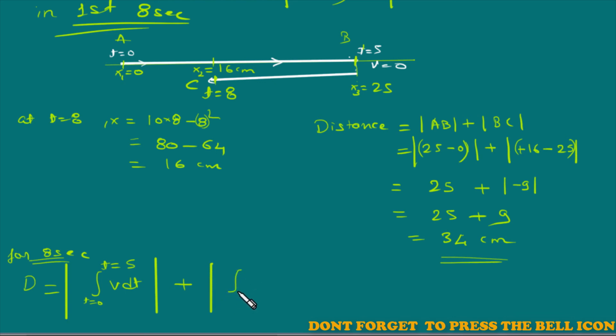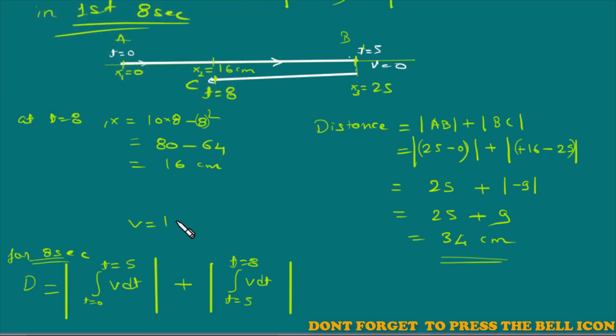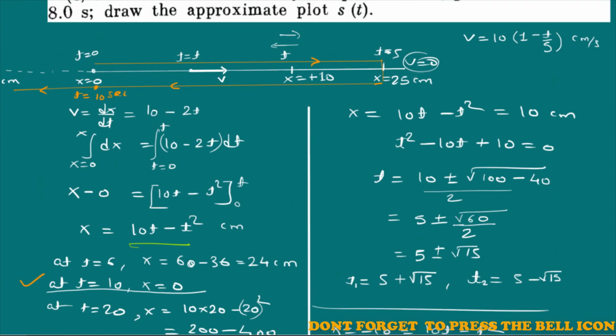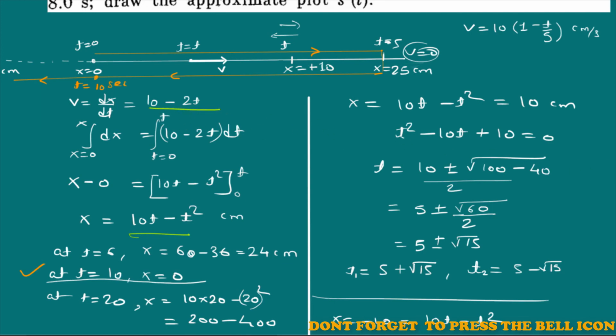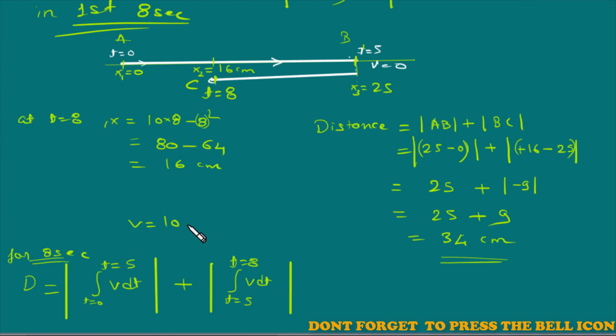It has displacement from 5 seconds to 8 seconds. So again v dt, from t is equal to 5 to t is equal to 8, and you solve it. The velocity function will remain the same. V is equal to, what was that, I don't remember it, 10 minus 2t. Velocity is 10 minus 2t. So this is the function. You have to integrate this function, and finally you have to take mod. V is equal to 10 minus 2t centimeter per second.